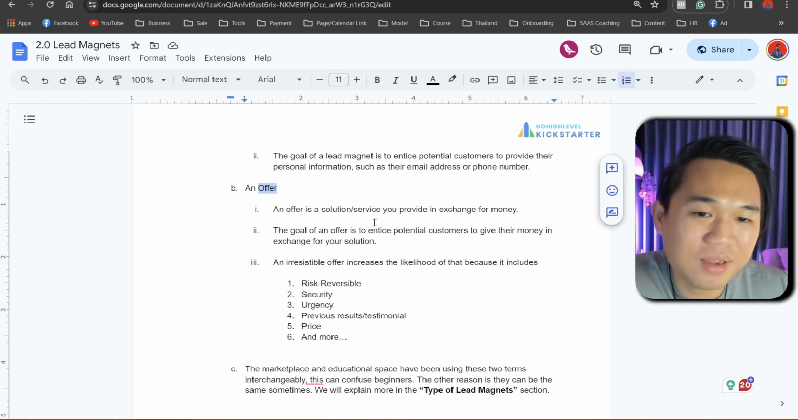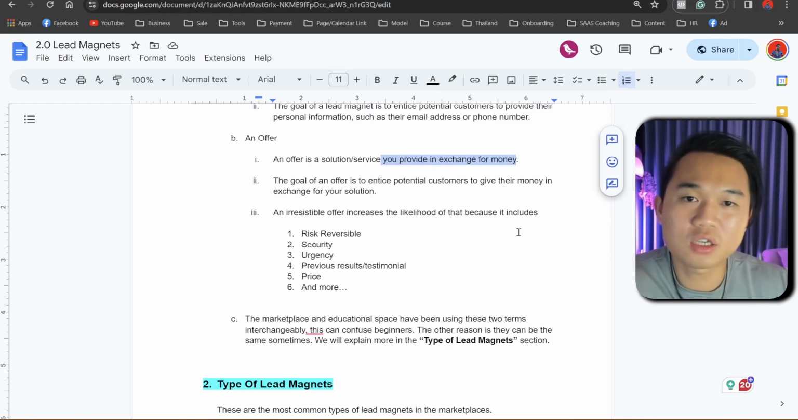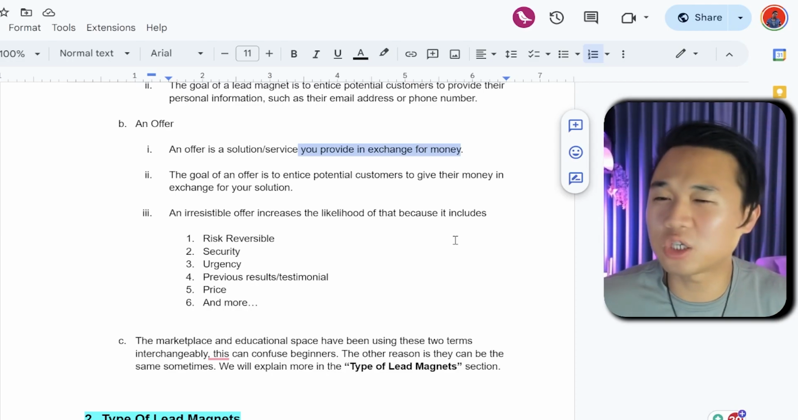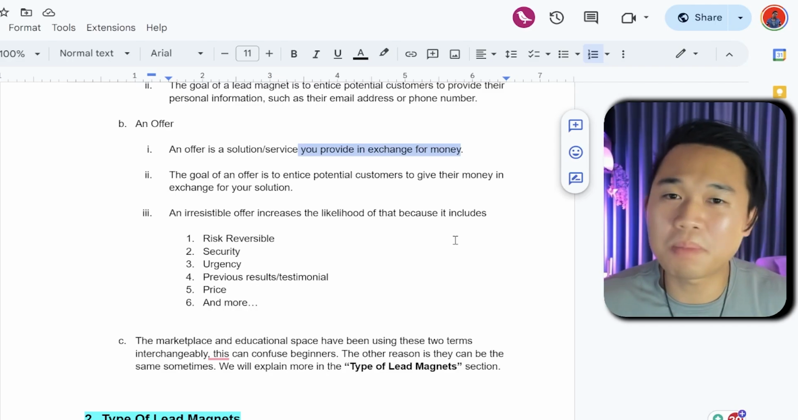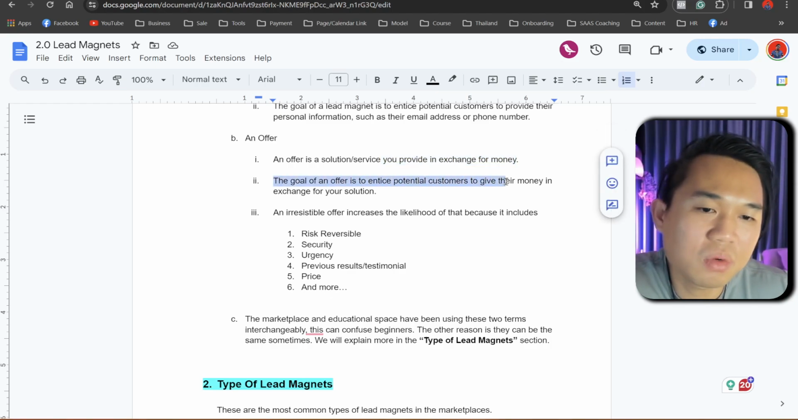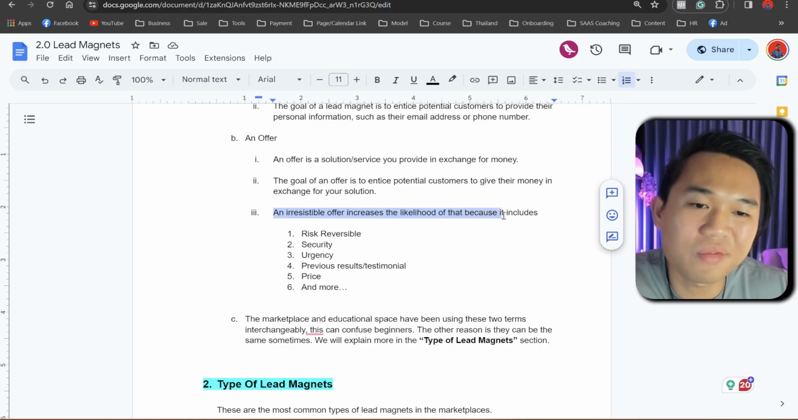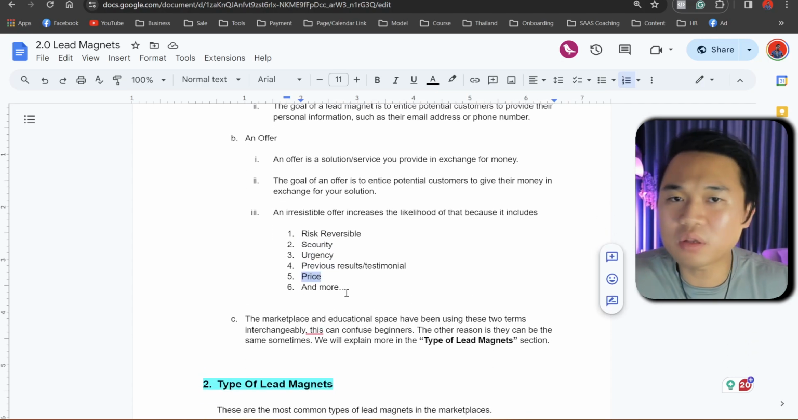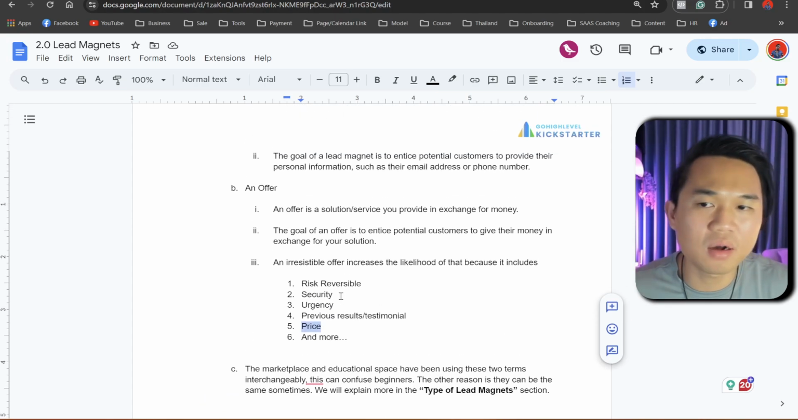An offer, on the other hand, is a solution or service that you provide in exchange for money, or some sort of compensation. It doesn't have to be money necessarily. It could be an exchange of value, an exchange of partnership, commission. But typically we're just talking about money here. So the goal of the offer is to entice a potential customer to actually give money in exchange for your solution. It's an offer that increases the likelihood of that happening, so that includes risk reversal, security, urgency, previous results and testimonials, price point, and a lot more. But we're obviously going to cover that in lead conversion in our foundation series.